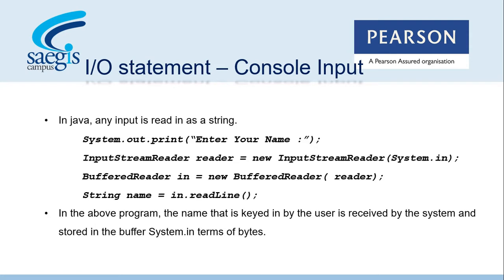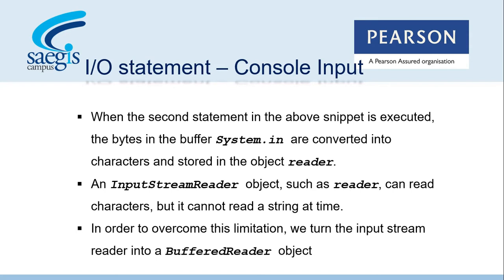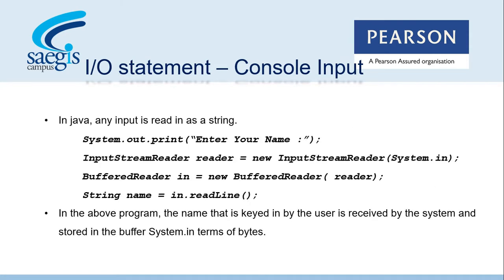And if you go to the first statement, here the InputStreamReader object, such as a reader, can read characters but it cannot get a string at a time. This object can only read one character at a time, so it can't read a whole string at once. To overcome this limitation, we turn this InputStreamReader into a BufferedReader object, as in the second statement.